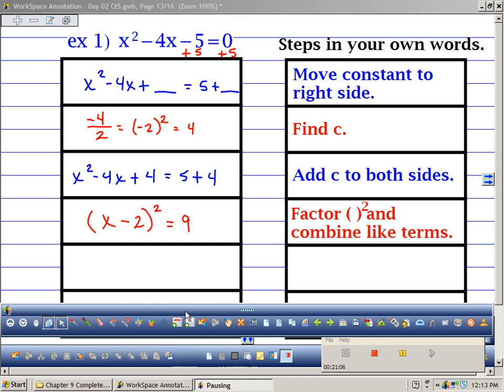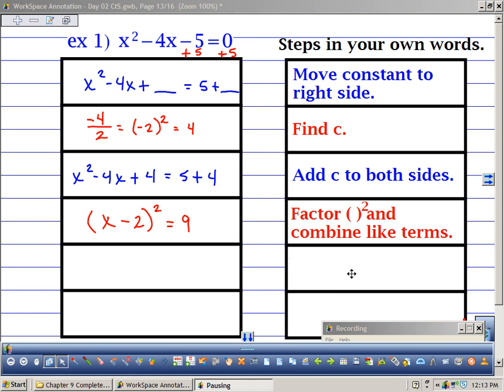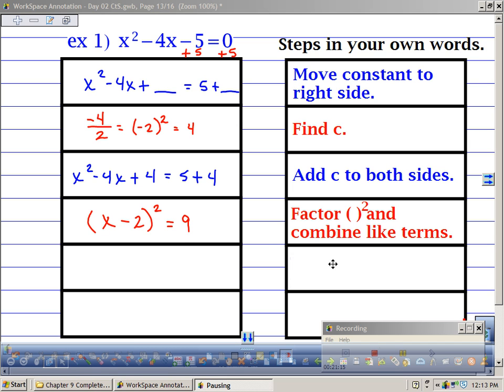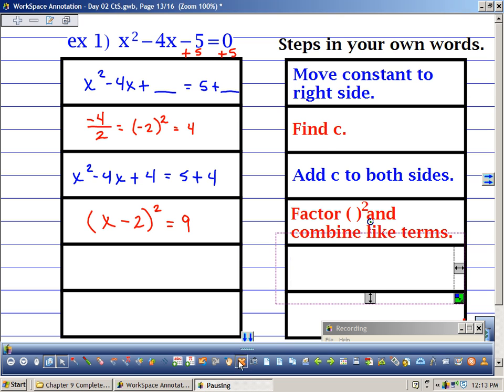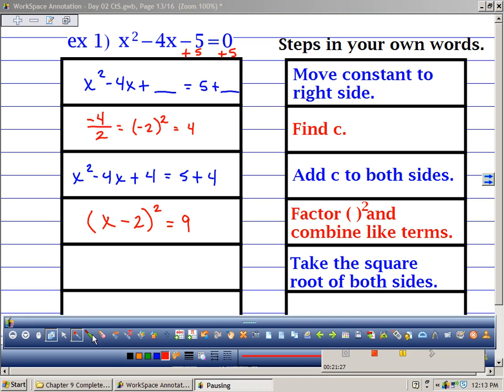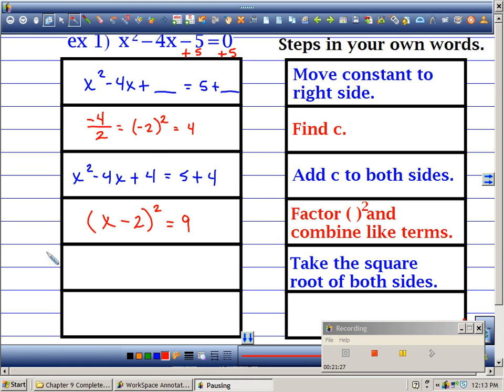Okay, what's the next step? No. Can't put it on the graph yet. We have x minus 2 squared equals 9. What do we do with that? Not there, there are squared. What do we do? What's the inverse of squaring? Thank you. We're going to take the square root of both sides.